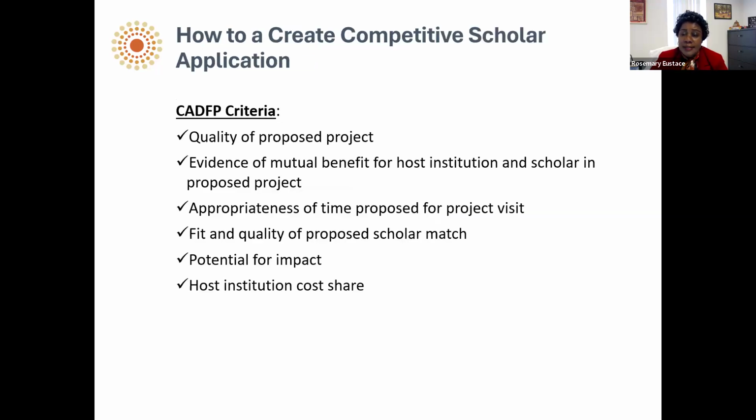So in the following slides, I will share with you some nuts and bolts of putting together a good quality application that will lend you high recommendation scores by the reviewer. I will use the CADFP criteria as the blueprint. So in the next slide, I'll go over each one of them so that you can get a perspective of what you need to have in your proposal. Next.